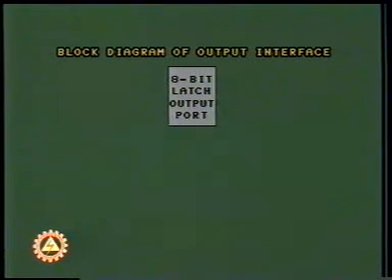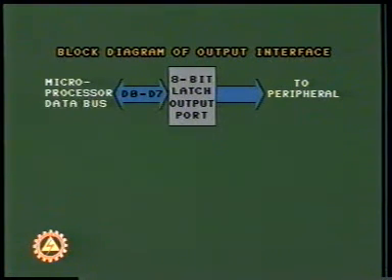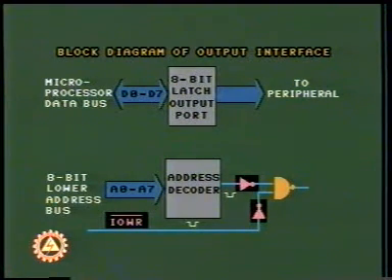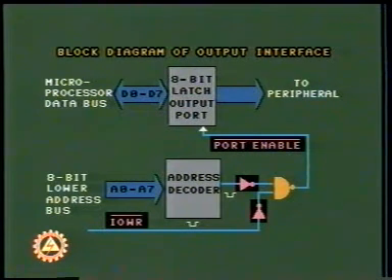Let us look at the block diagram of an output interface. An 8-bit latch is usually used as an output port. The latch output is connected to the peripheral and the input is connected to the data bus. The device address is decoded from the lower 8 bits of the address bus. The IO write signal is used here for ANDing the device address. The port latch enable signal here is also active low for the positive edge-triggered D flip-flops.